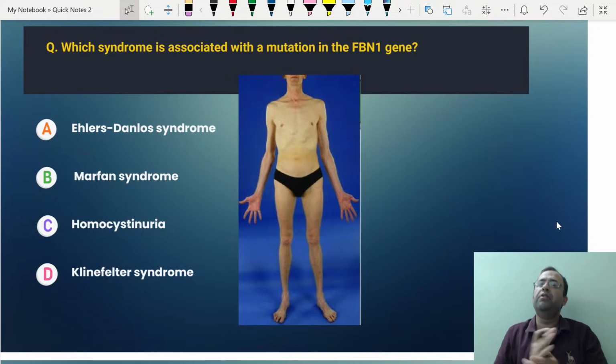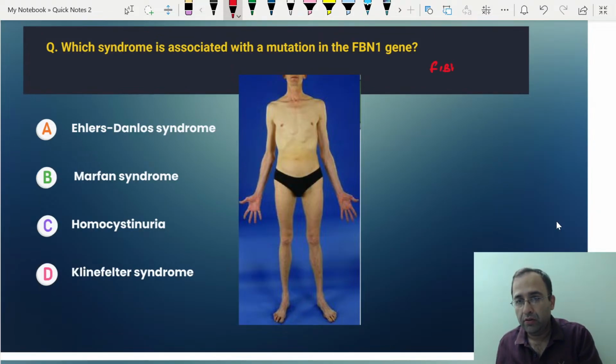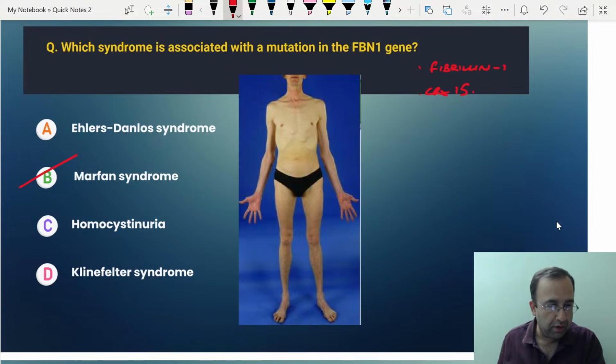Starting with the first one, which syndrome is associated with mutation in FBN1 gene. You very well know FBN1, protein abnormality fibrillin, that is fibrillin 1 gene mutation, chromosome 15, associated with Marfan syndrome. Marfan, chromosome 15, FBN1, fibrillin 1.